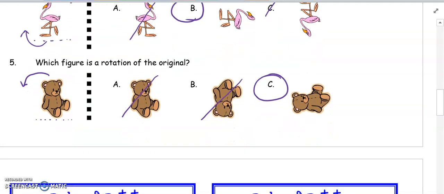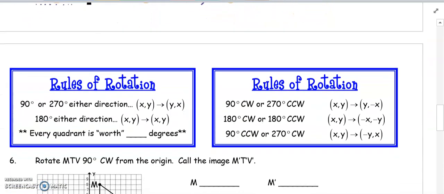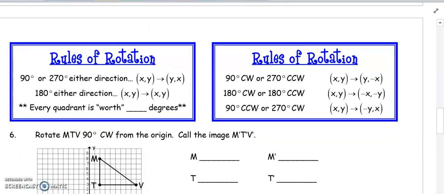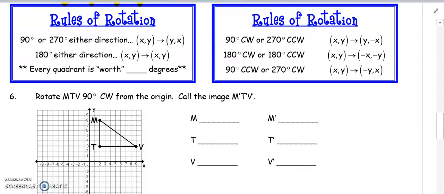Now, if we flip it over, we've got our rules of rotation. There's two different ones. I'm going to focus on this first one because I think it's the easiest one for us to work with. If we're going to rotate 90 degrees or 270 degrees in either direction, what's going to happen is we're going to take the X and the Y, and we're going to switch them.